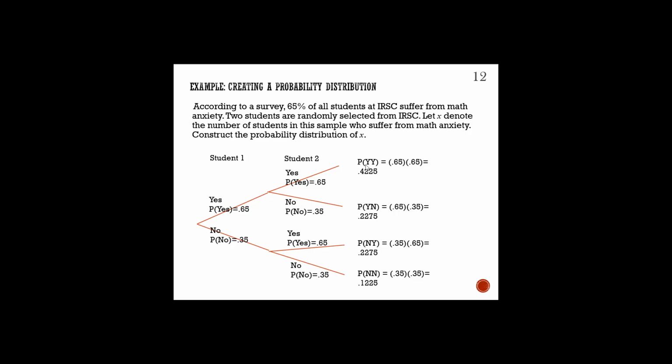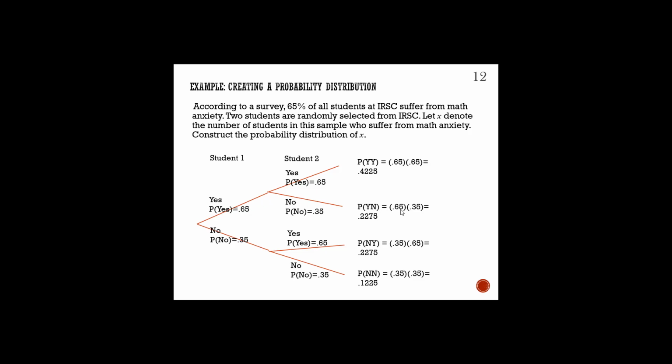Next, we're going to write down the probability of yes, yes, this first leg here. Well, the probability of yes for the first student and yes for the second student, think about it, that's a joint probability, isn't it? So from what we learned in the last chapter, joint probabilities, we multiply. So we would multiply the 0.65 times the 0.65, and we would come up with 0.4225. We'll do the same thing for the rest of these probabilities.